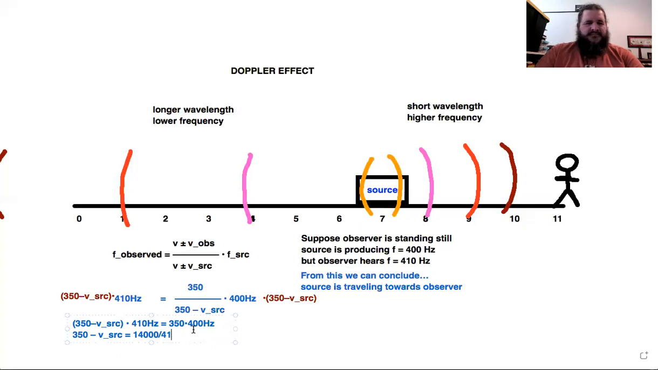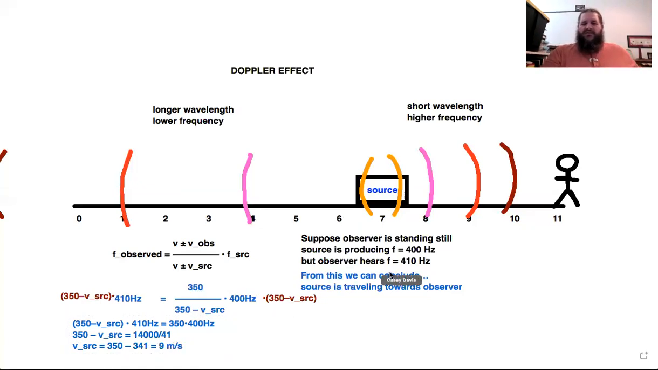And subtract and then divide by -1. Yeah, so that gives us V source equals that minus 350, but then we take the negative, so 350 minus that. And notice that that's basically speed of sound minus this fraction. And what does that fraction work out to? 15,000 divided by 41. That's 341-ish. So 350 minus 341 is about 9 meters per second.